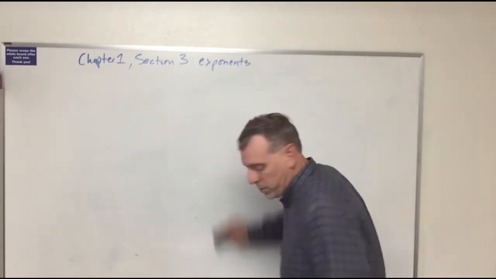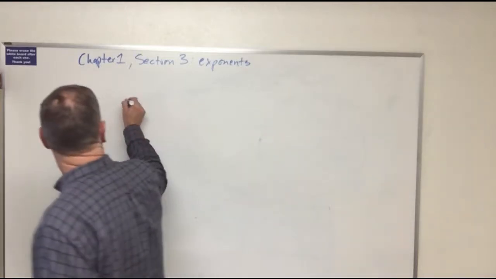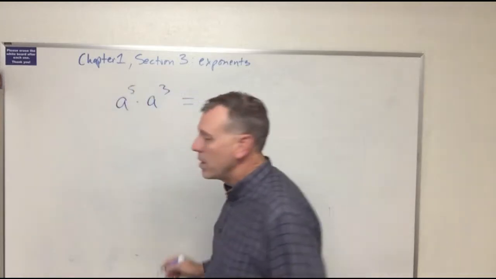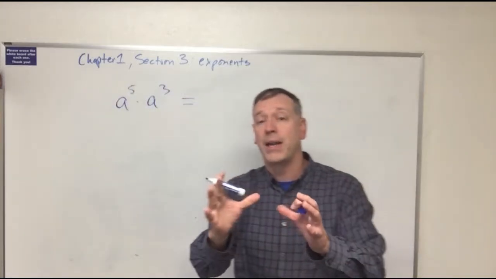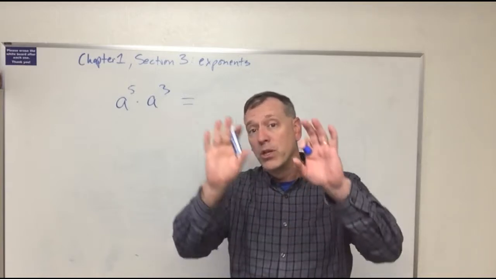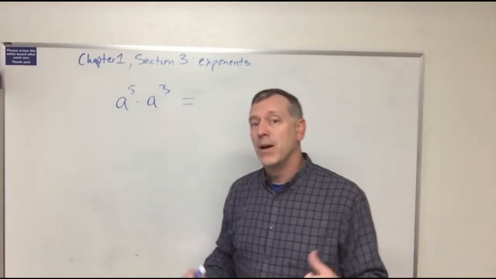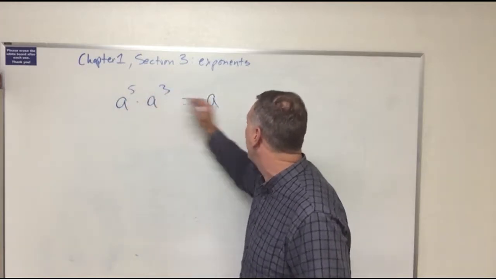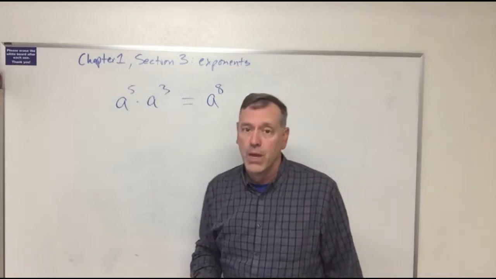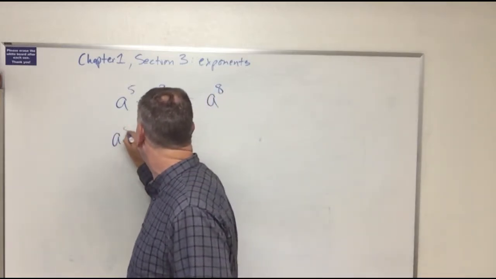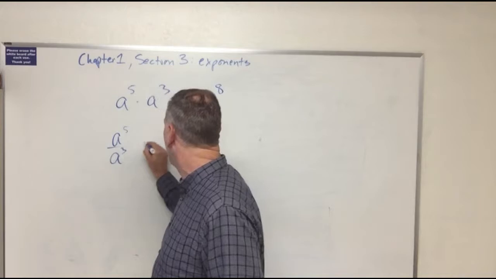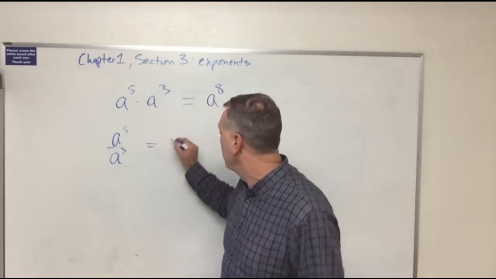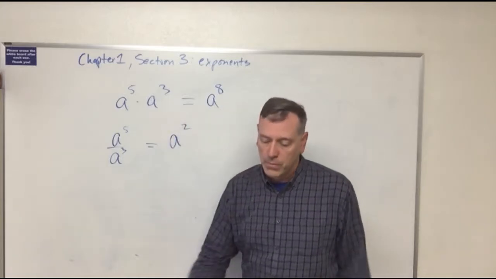So, for instance, we could have the problem a to the 5th times a to the 3rd. Now, using that principle of multiplying the same term to various exponents, powers, we would then add those two. We'd say a to the 5 plus 3, which is 8, a to the 8th. Now, if we were to divide them, and we had a to the 5th divided by a to the 3rd, this would be 5 minus 3, a to the 2nd power.